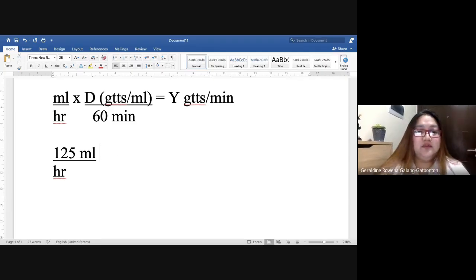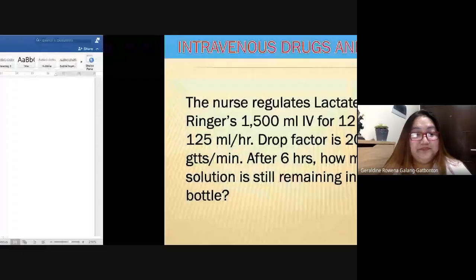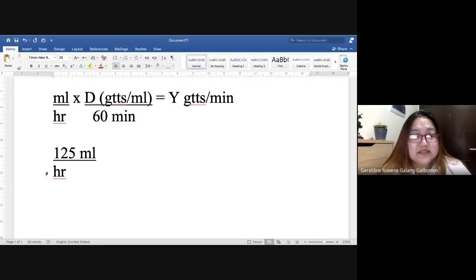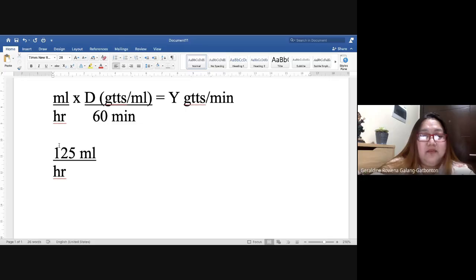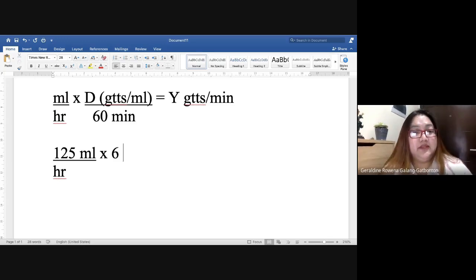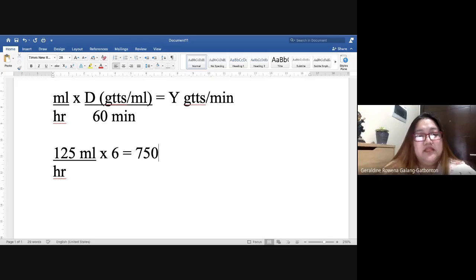Okay, ngayon, ang gusto mong malaman, after 6 hours, gaano karami yung natitira? So, kung sa isang oras, 125 ang nauubos, no? Gaano kadami ang mauubos in 6 hours? Kasi yun ang gusto mong malaman. Okay? Just simply multiply. So, ang magiging sagot ay 750 ml. So, yung 6 na oras, 750 ml ang makukonsume.